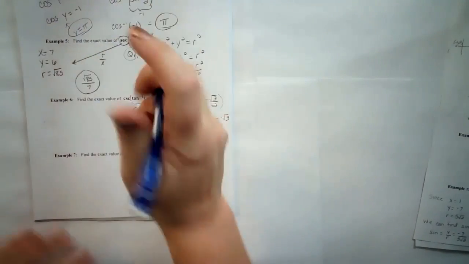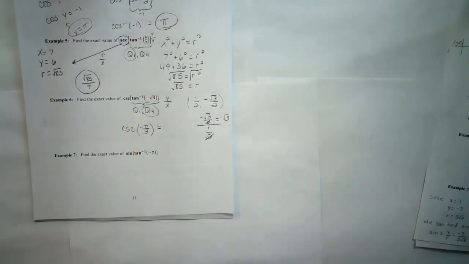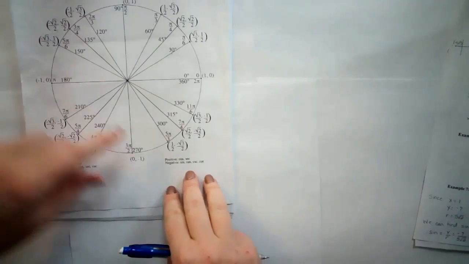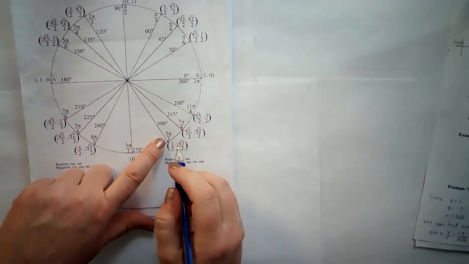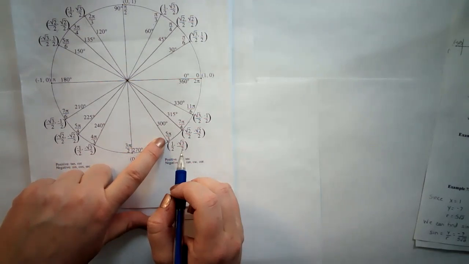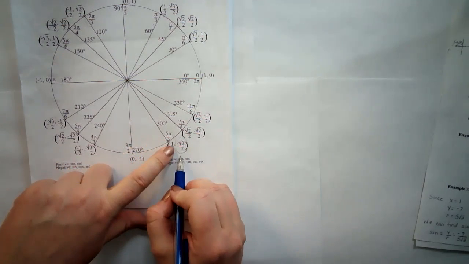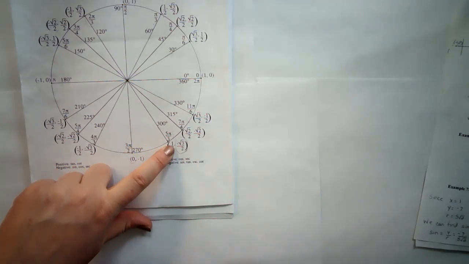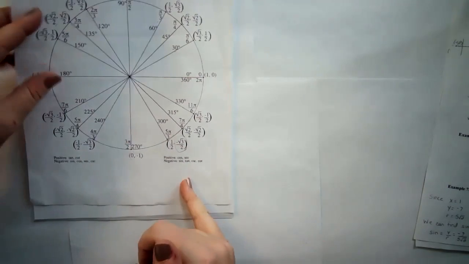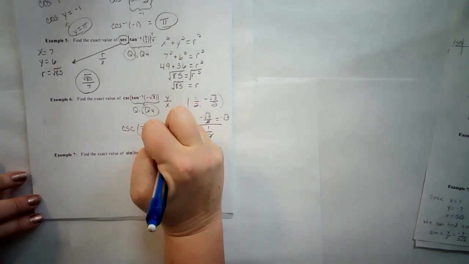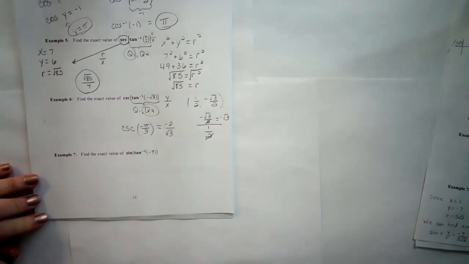Okay, so I want the cosecant of negative pi over 3. Okay, here's my negative pi over 3. Cosecant is the reciprocal of who? Sine. Here's my sine right here. So I'm not going to put negative root of 3 over 2. I'm going to put the reciprocal, which is negative 2 over root of 3. Perfect.